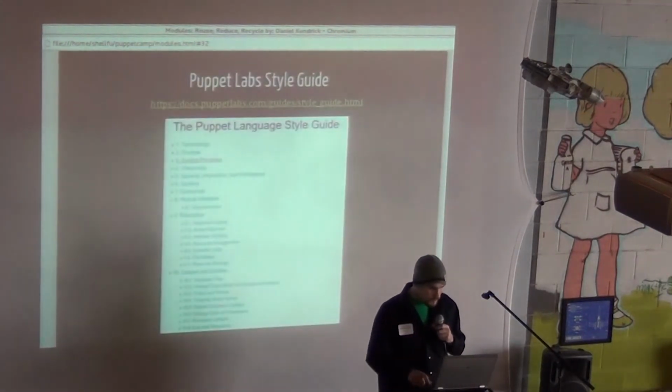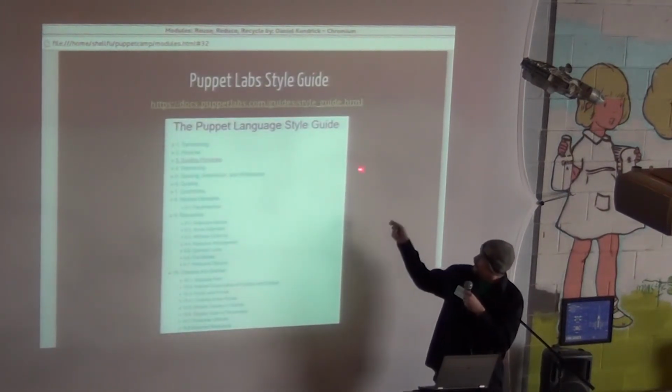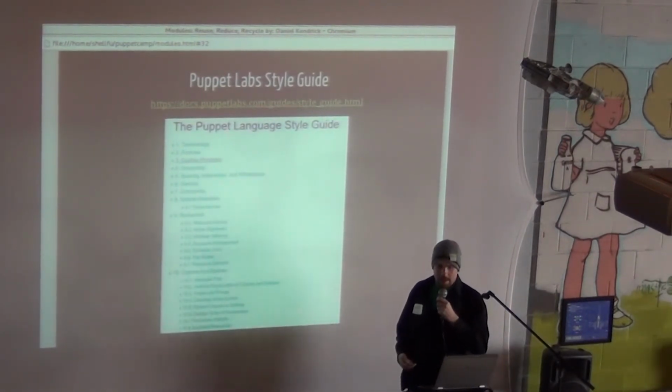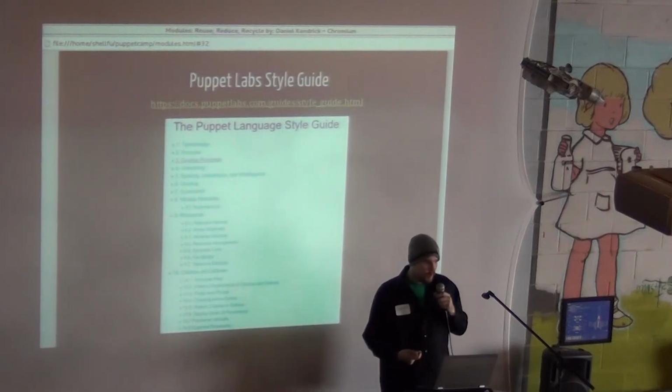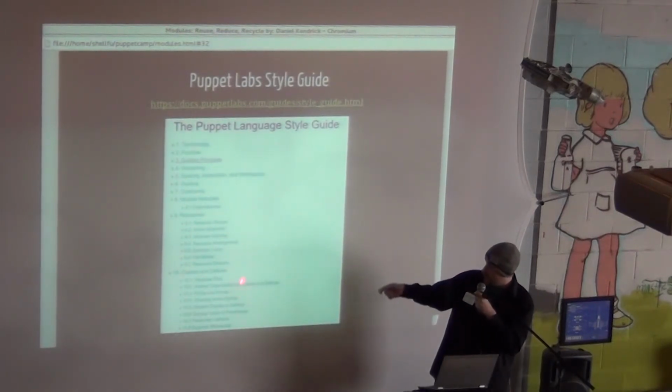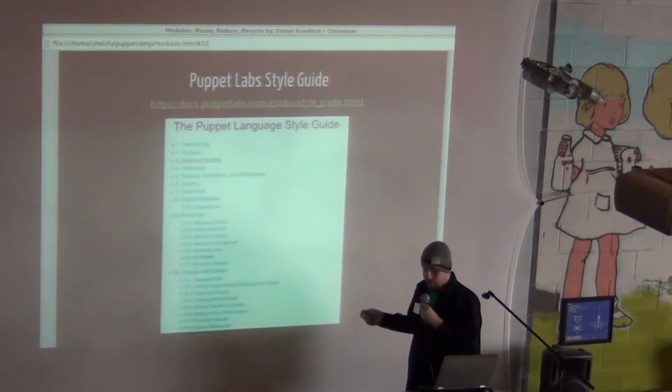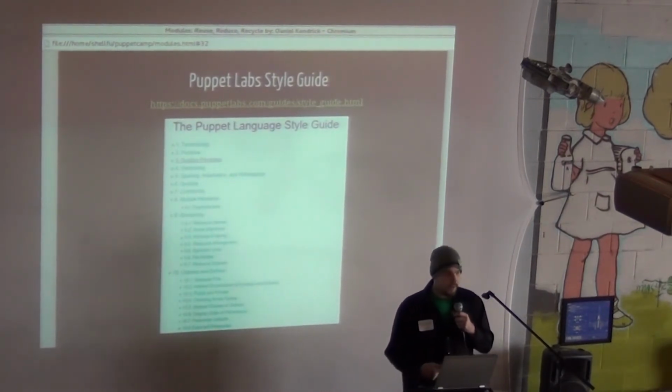Puppet Lab Style Guide. Check out the style guide. This is all those small things that I told you about: arrow alignment, double quoting when there's variables or not. This is going to show you how to do that, how to order your attributes. So please check this out, and it's your first step towards standardization.